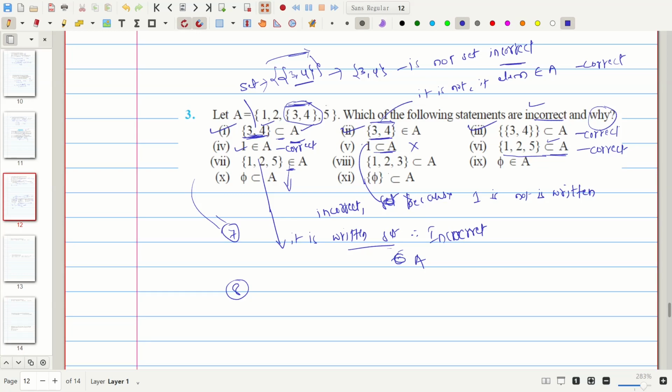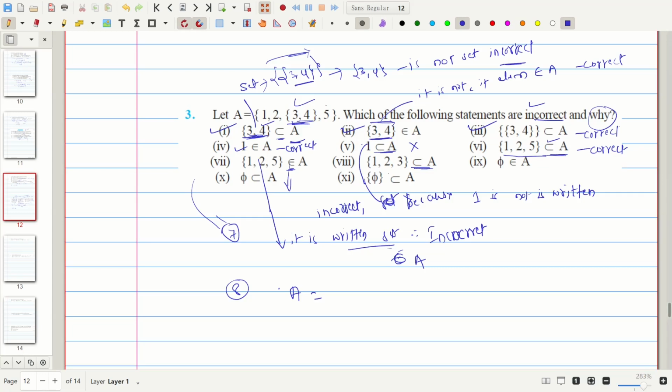Okay, 1, 2, 3 elements is there. But it is not a subset of A, because A is independent here. We cannot write 3 and 4 here as independent. Okay, so here I will write once more.